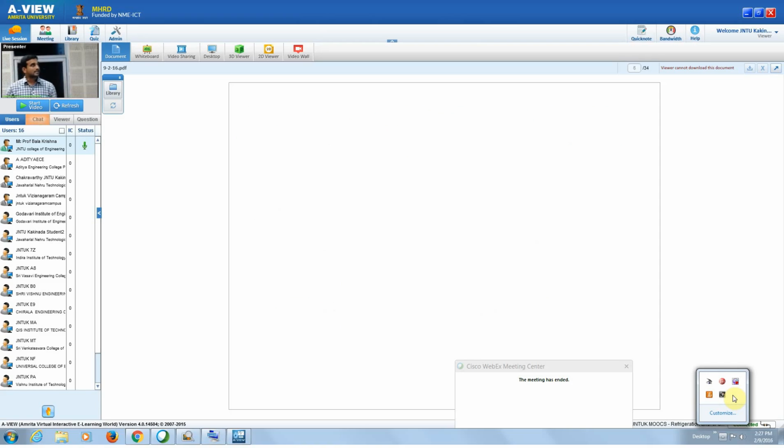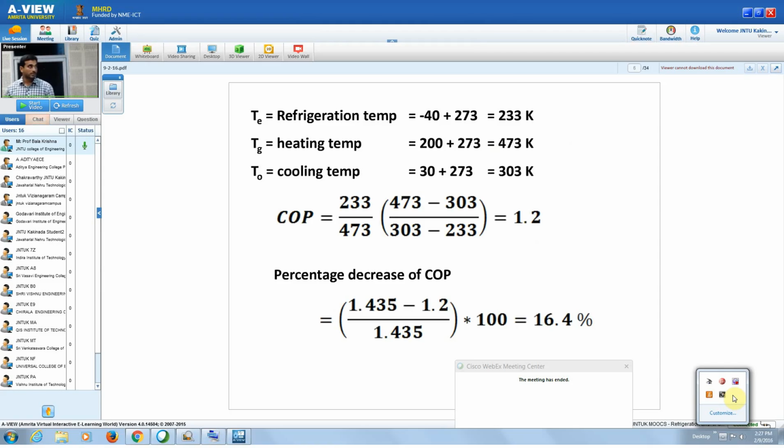And coming to the second case, where the temperatures are modified, the refrigeration temperature is minus 40 degrees centigrade, and converted into Kelvin scale it will be around 233 Kelvin, and the generator temperature is increased from 150 degrees to 200 degrees.